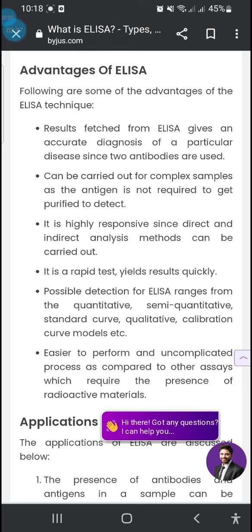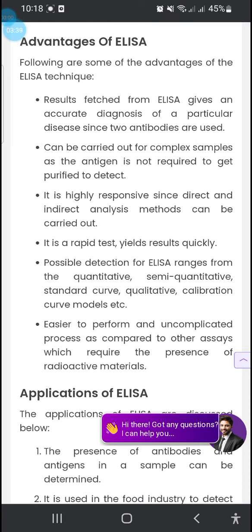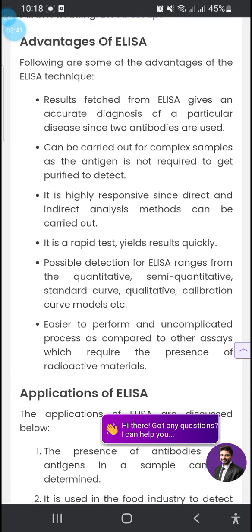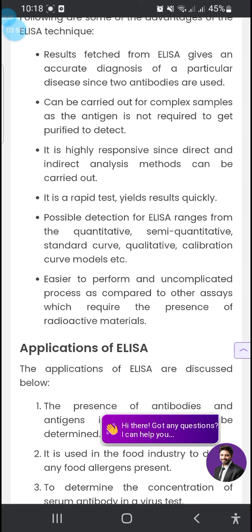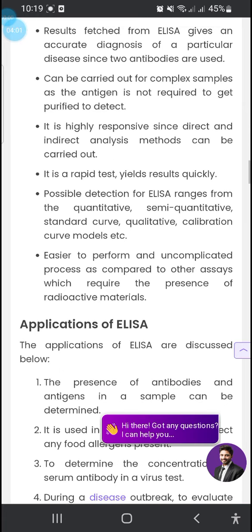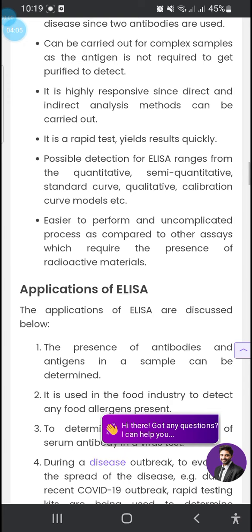It is a rapid test, yields results quickly. Possible detection for ELISA ranges from quantitative, semi-quantitative, standard curve, qualitative, to calibration curve models. Easier to perform and an uncomplicated process as compared to other assays which require the presence of radioactive materials.